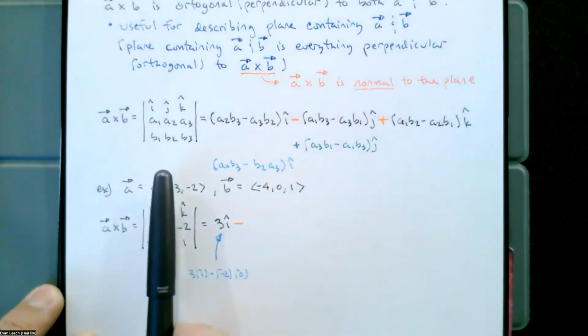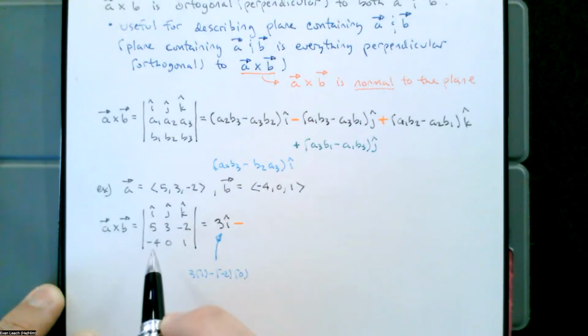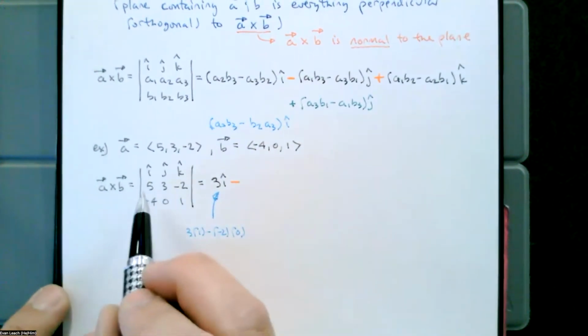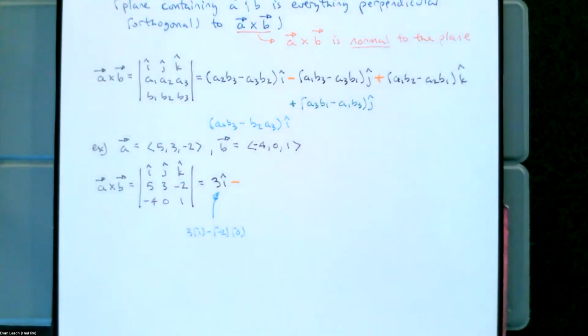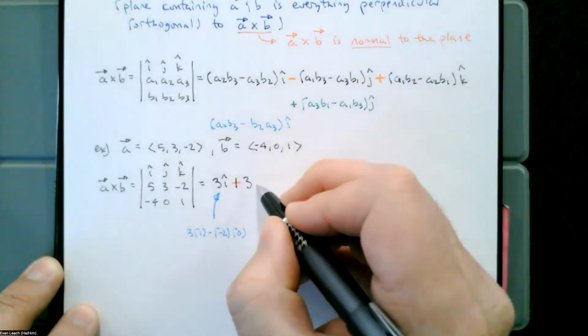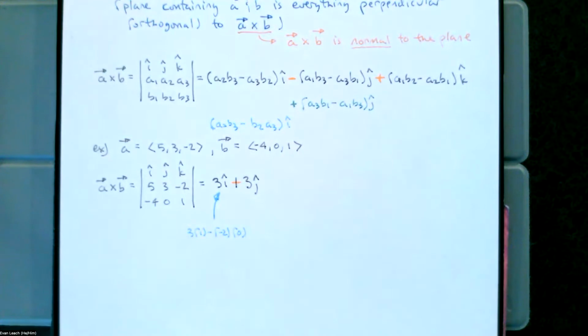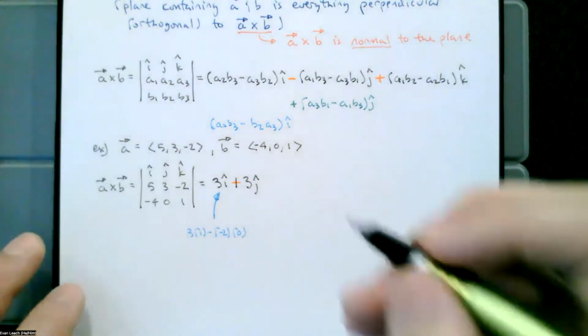The next one, we're taking out the j column, so it'll be 5 times 1 minus negative 2 times negative 4. Oh, it's hiding behind the transcript. 5 times 1 minus negative 2 times negative 4. So 5 minus 8, which is negative 3. So negative 3j. That comes from 5 times 1 minus negative 2 times negative 4.